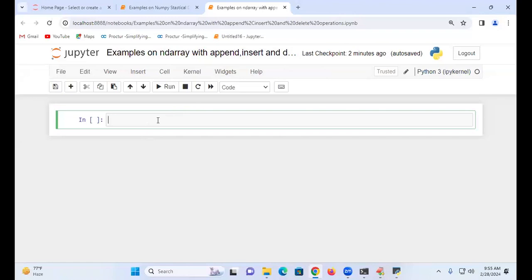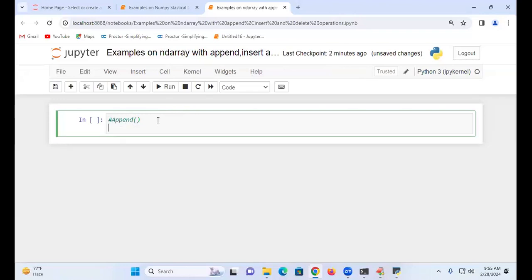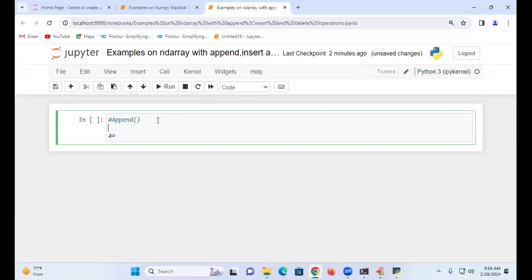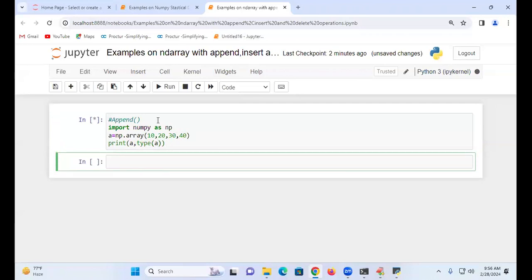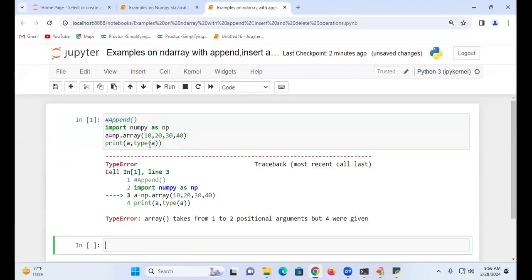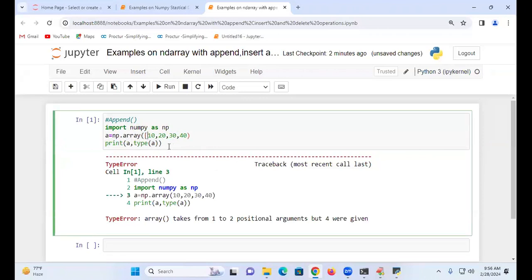Yes. Now, let us talk about first which function I am taking, the append function. Carefully try to follow. First I will go for import numpy as np. A is equal to np.array of 10, 20, 30, 40. This is my data. Print of A, type of A. np.array of list, I need to take it. So it is called what?